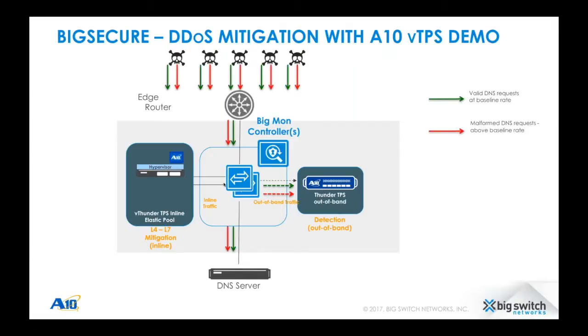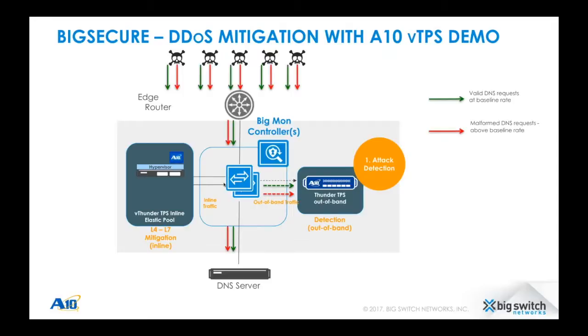Now, the next step in the demo will be to send the attack-like traffic, and this traffic will consist of malformed DNS requests that are coming in above baseline rate. And again, this traffic will go to the out-of-band TPS appliance, and the A10 TPS appliance will detect that attack because it sees this is not normal traffic, it's not coming at baseline rate, and it consists of malformed DNS requests.